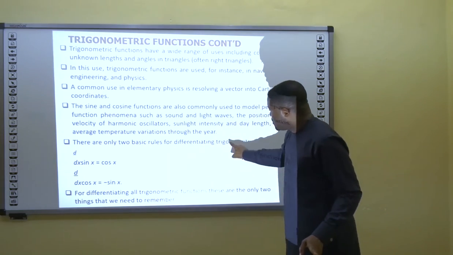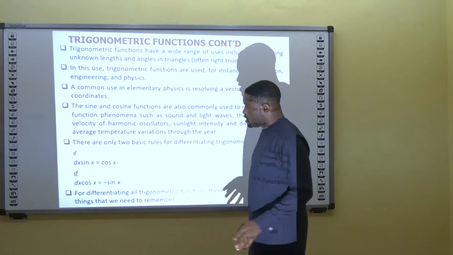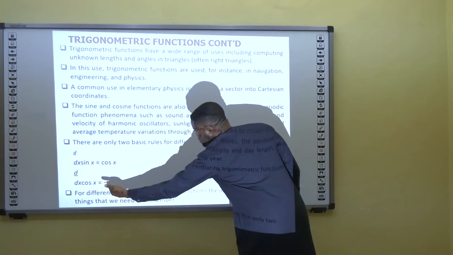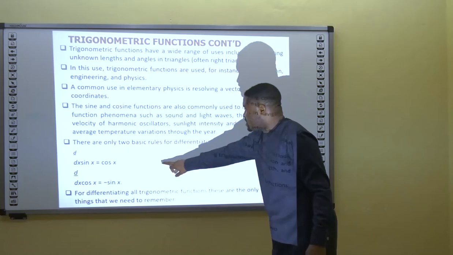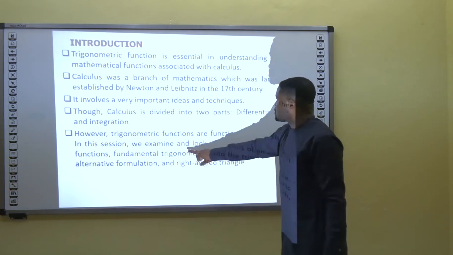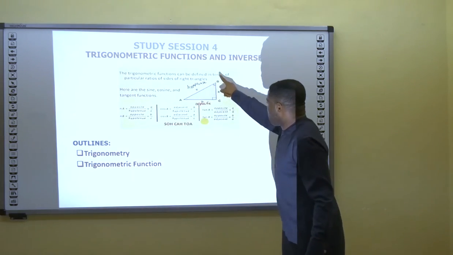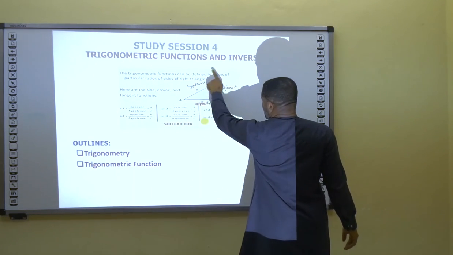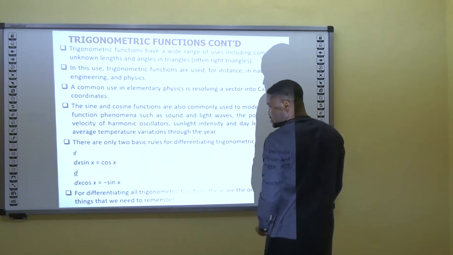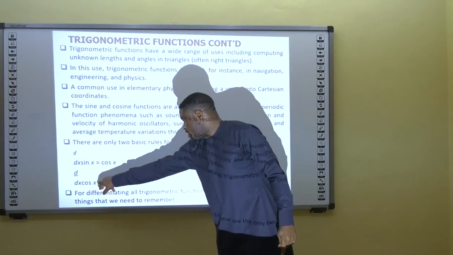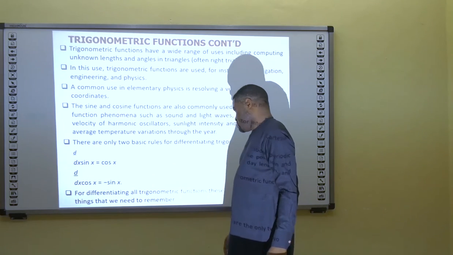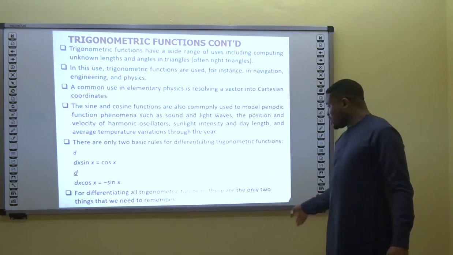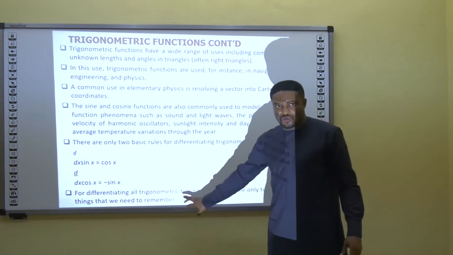When it involves differentiation, then you have what we call d/dx cos x is equal to minus sin x. So those are formulas that we must just know. Like if you look at this graph that we have here before, you see that sin x or cos x can be represented by the minus signs you have here. So cos x will give you the minus sin. And so for differentiating all trigonometric functions, these are the only two things that we need to remember.